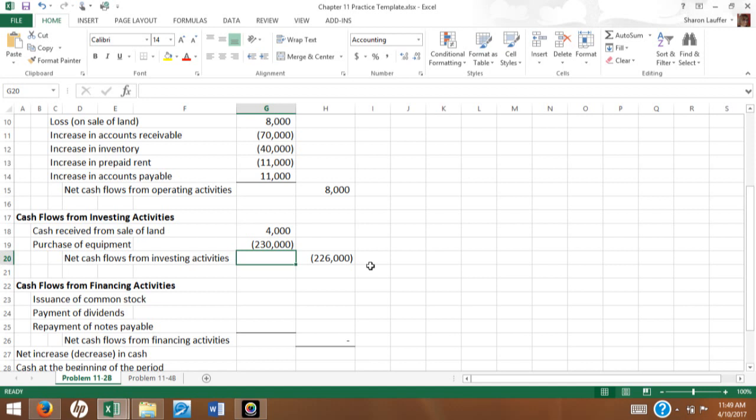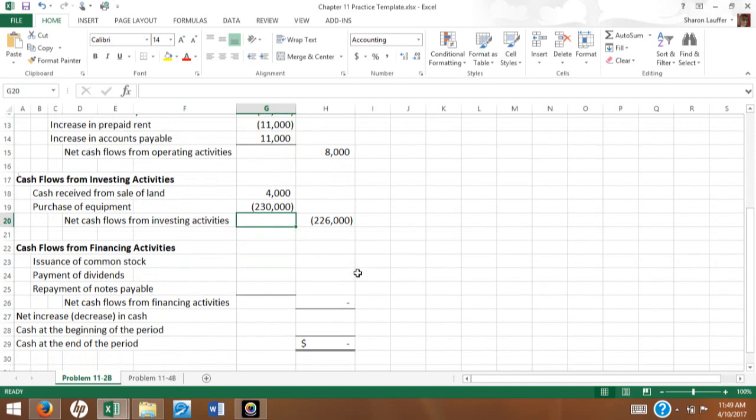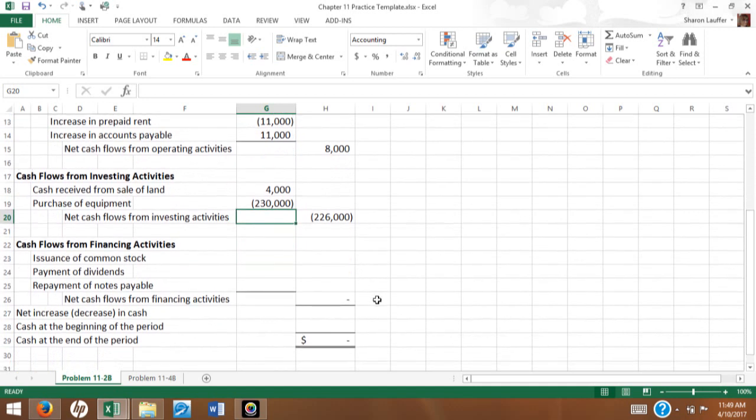In the next section, we have cash flows from financing activities. And we have 3 items in that. We have an issuance of common stock, a payment of dividends, and a repayment of a notes payable. And so all of these amounts are given in the instructions. So we issued common stock. So if we issued common stock, someone paid us cash for that common stock. So they actually paid us $300,000. So that's a cash inflow.